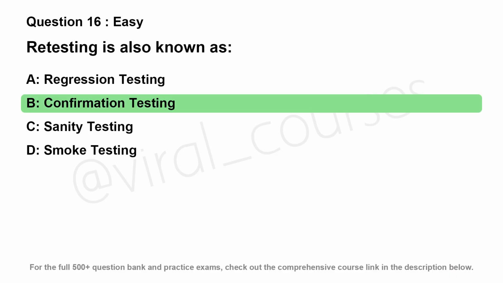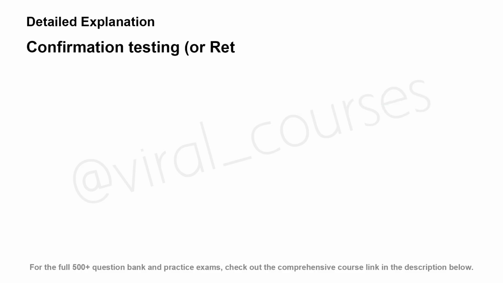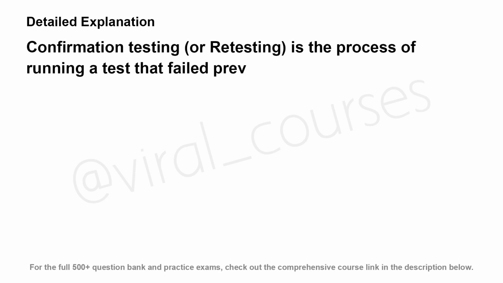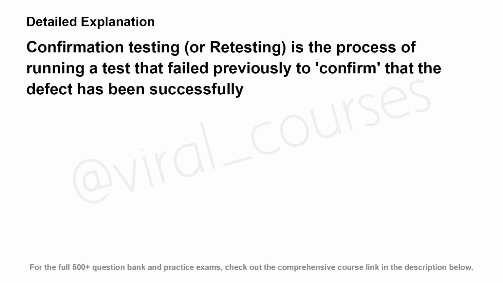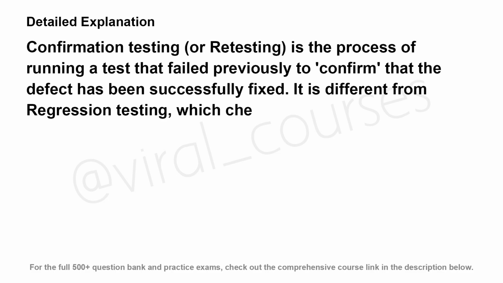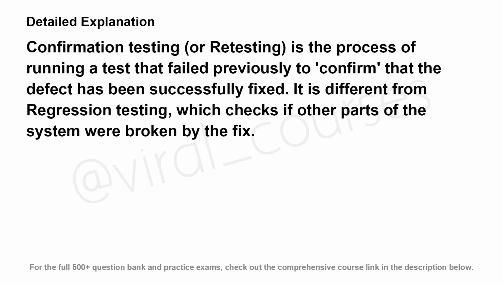The correct answer is B. Confirmation testing, or retesting, is the process of running a test that failed previously to confirm that the defect has been successfully fixed. It is different from regression testing, which checks if other parts of the system were broken by the fix.